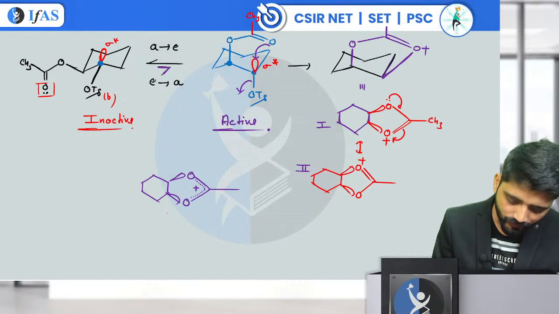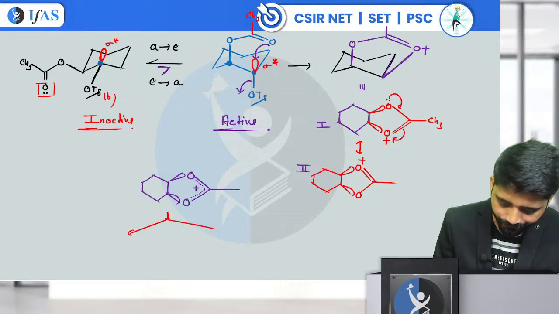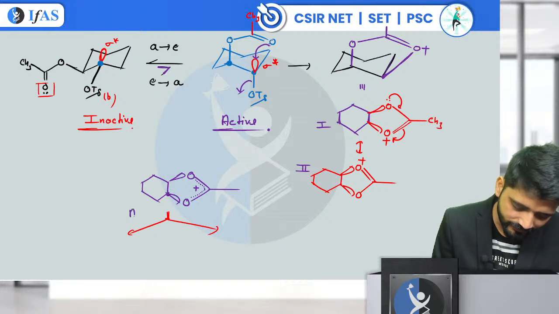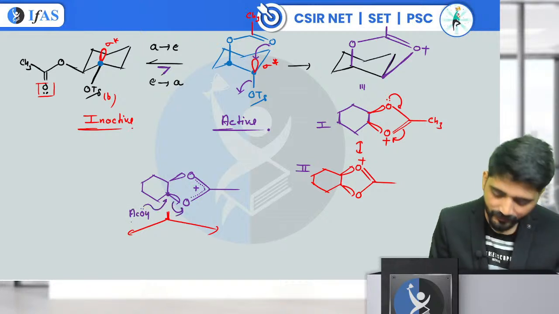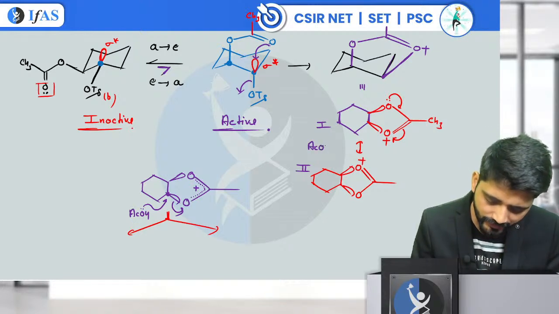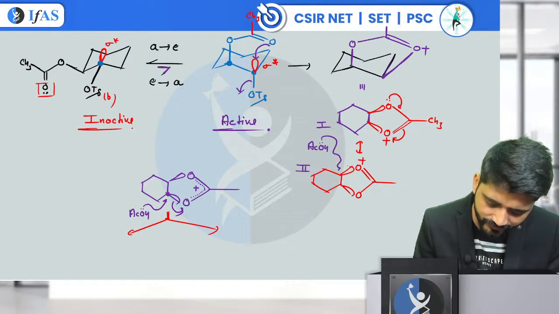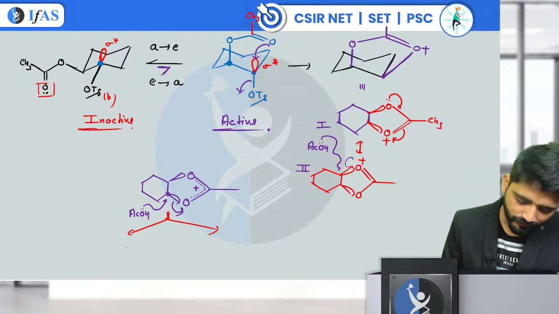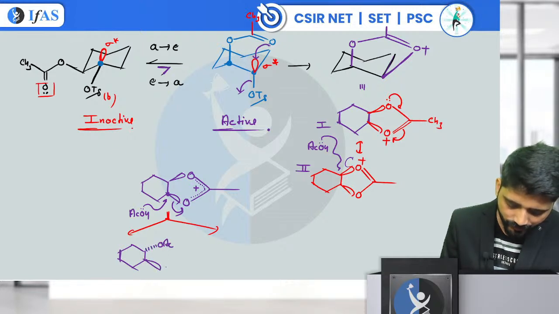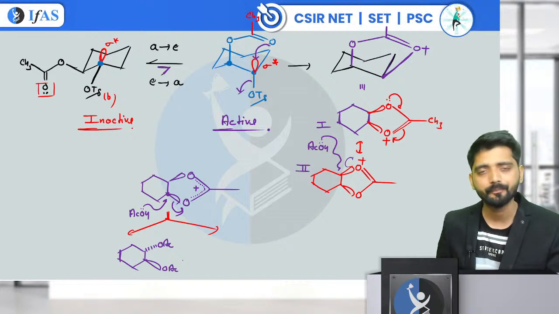Now, from here, we can draw two products. One, when we attack at this center, let's suppose our AcOH is attacking at this center, this ring will open. Or I can explain it from the resonating form also. Let's suppose my nucleophile attacks here and the ring opens. So the product from the second resonating form would look like this: we will have a below the plane OAc group and an above the plane OAc group.